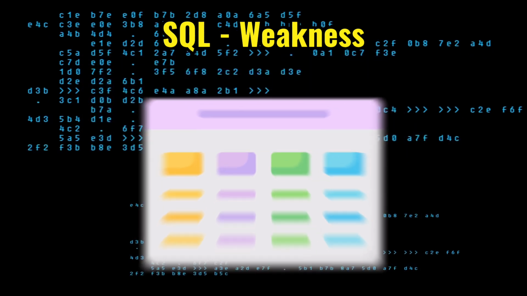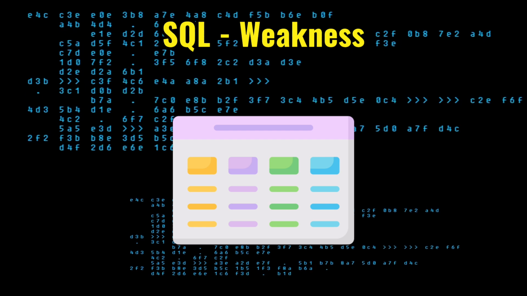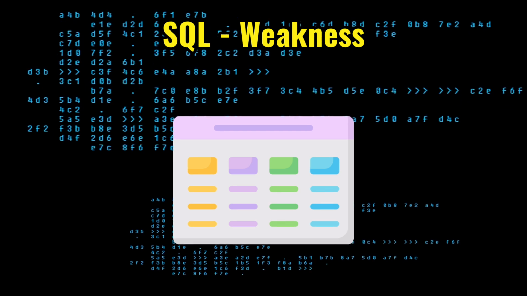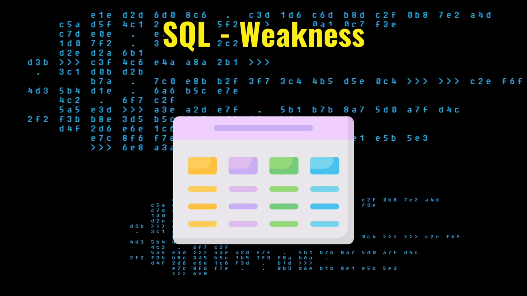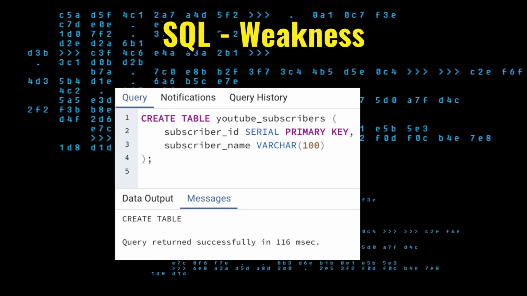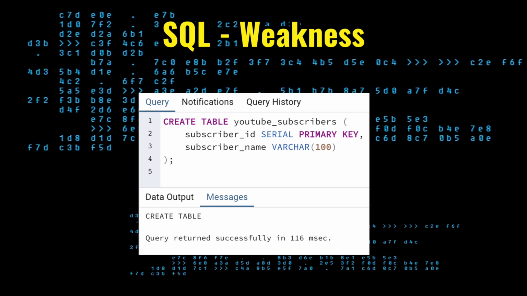Now let's talk about the weaknesses of SQL databases. Firstly, structured data might mean fewer errors, but it also means that columns and tables have to be created ahead of time. SQL databases take longer to set up compared to NoSQL databases. They are also not effective for storing and querying unstructured data where the format is unknown.